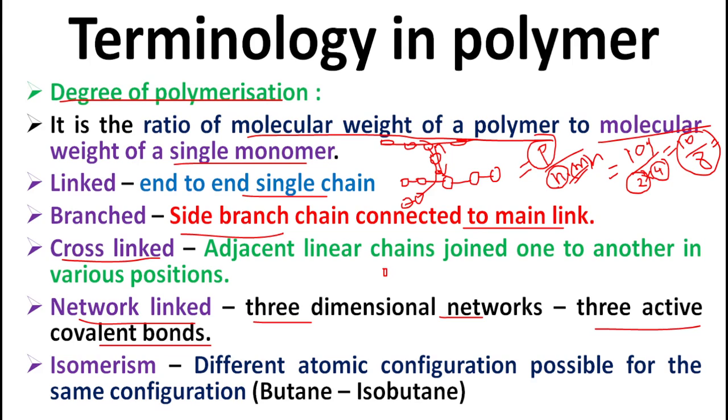Next is isomerism. What is meant by isomerism? Different atomic configurations are possible for the same composition. So one structure can be converted into another structure form.